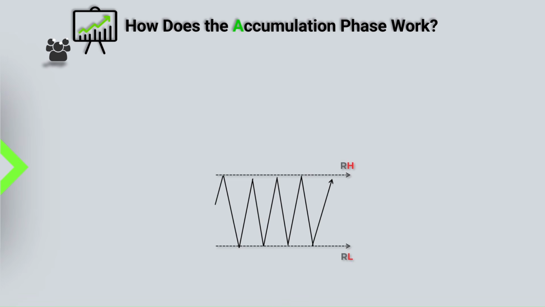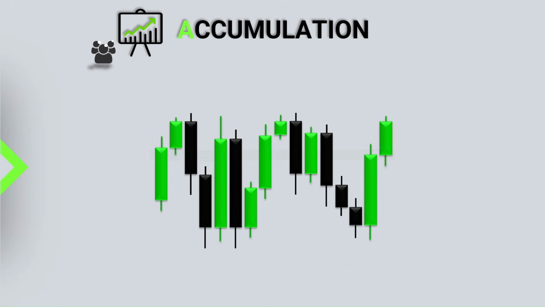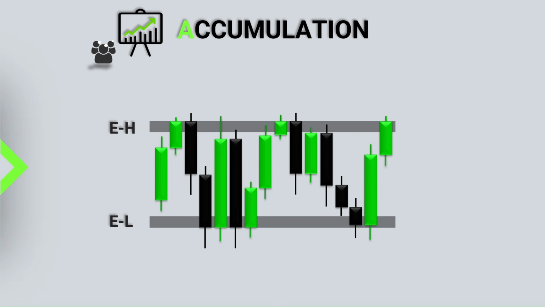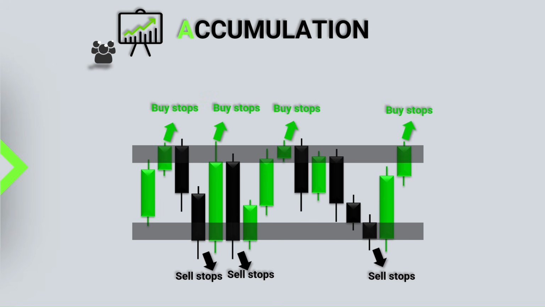The accumulation phase, as the name suggests, is a period of consolidation where the price doesn't follow a clear trend. During this phase, the price moves within a range, forming equal highs and lows while gathering sell stops, buy stops, and liquidity above or below these levels. The market appears slow, with no major movements, but this is when experienced traders quietly buy or sell in preparation for the next big move.